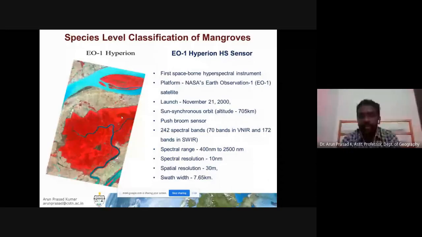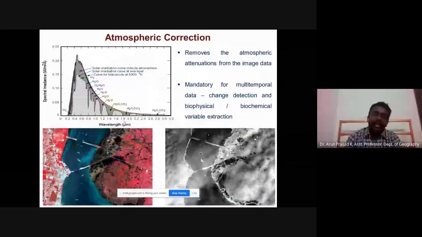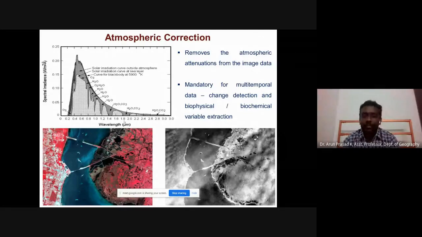So the first thing to do is atmospheric correction. As we have seen, the atmospheric components have much impact on the image quality. The haze, the water vapor, or some fog present on the surface of the earth may have a decent impact on the image. So we have to remove the atmospheric attenuations.